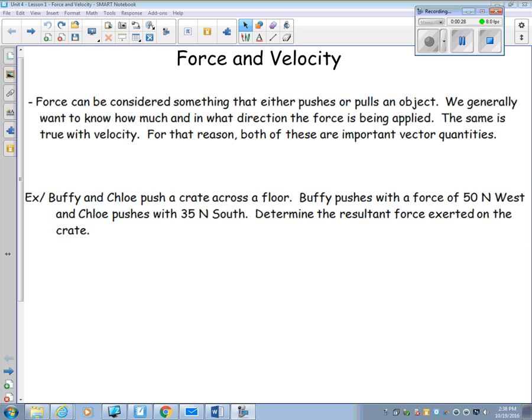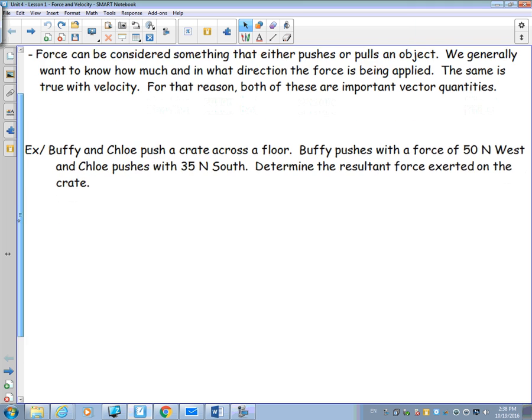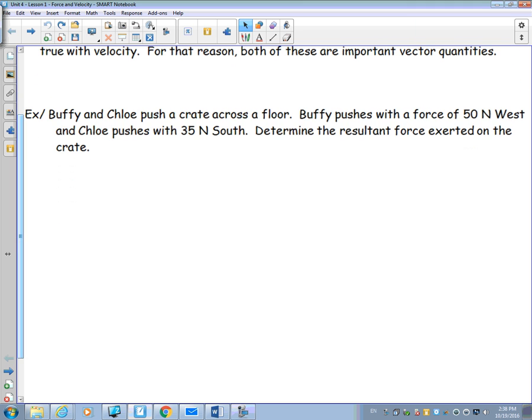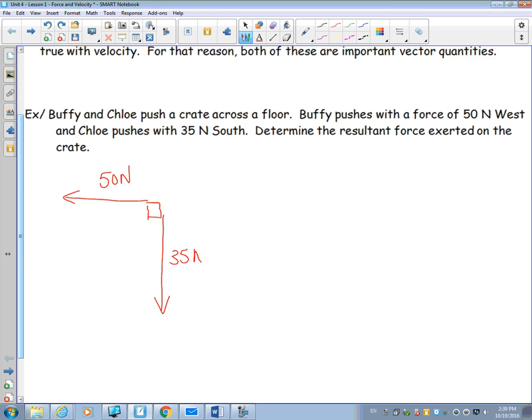So we can go through basically a series of examples for this lesson. We have Buffy and Chloe, and they're pushing a crate across the floor. So if we think of this as our crate here, Buffy's pushing with a force of 50 newtons towards the west, so she's pushing this way. That's 50 newtons. And we've got Chloe pushing south. They're not very smart here. They're pushing in different directions, not in tandem. We want to figure out the resultant force. How much force is actually being applied to this crate?